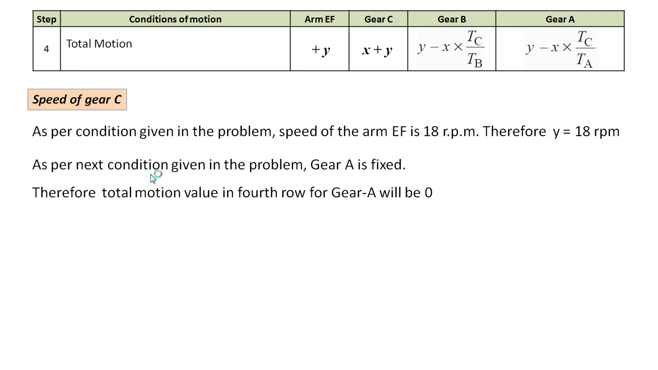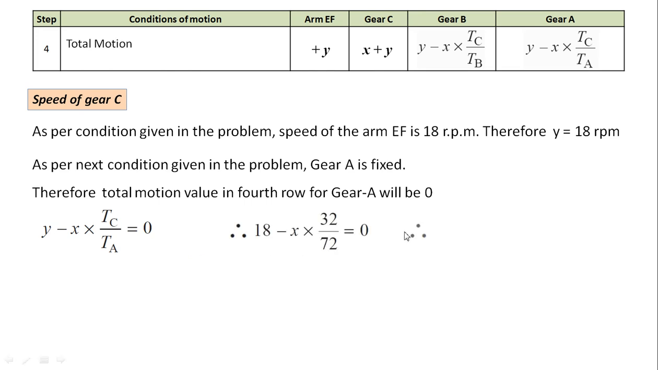Further, as per the next condition given in the problem, gear A is fixed. It means that whatever relation we got for gear A should be equated to 0. Hence we have y minus x into TC by TA equal to 0. Here y, TC and TA are known to us. x is unknown. We can calculate x by substituting the known values. Thus we get the value of x equal to 40.5.